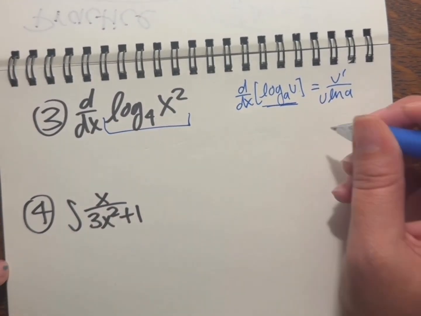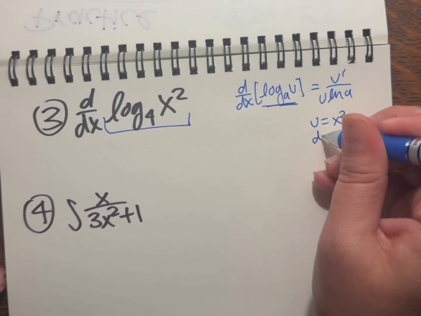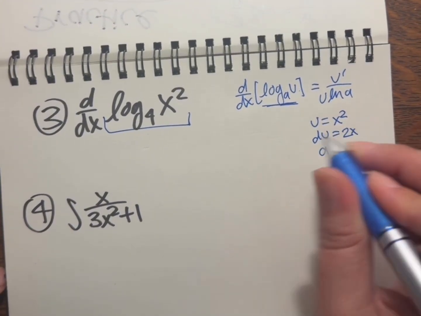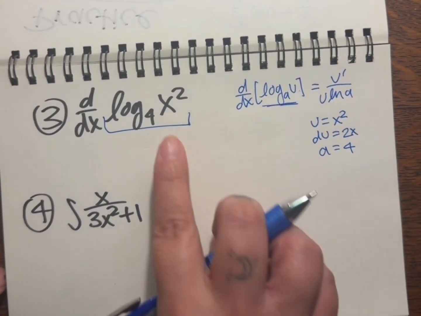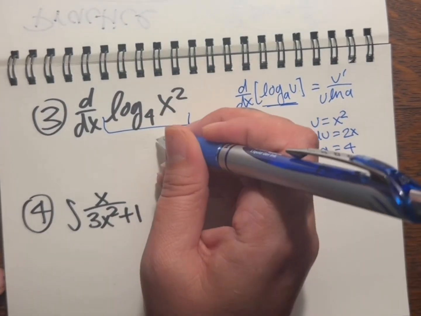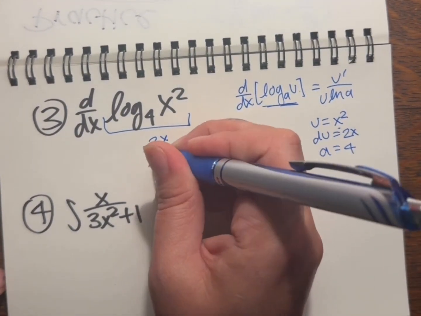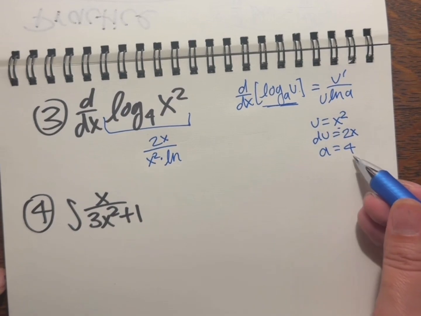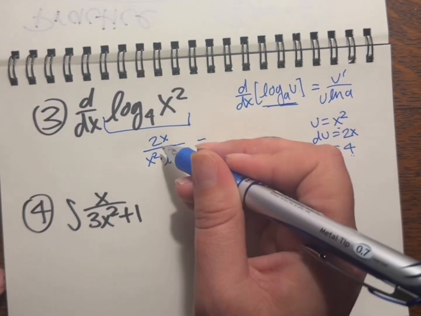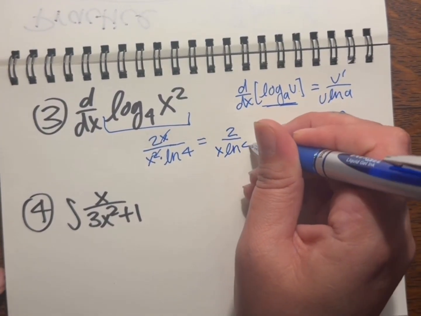So our u is x squared, and then du is 2x. And then our a, which is the base, is 4. I just plug everything in. So u prime, which is du, is 2x over u, which is x squared, times ln a, the base 4. Now we could just simplify. This cancels with this, so then we have 2 over x ln 4.